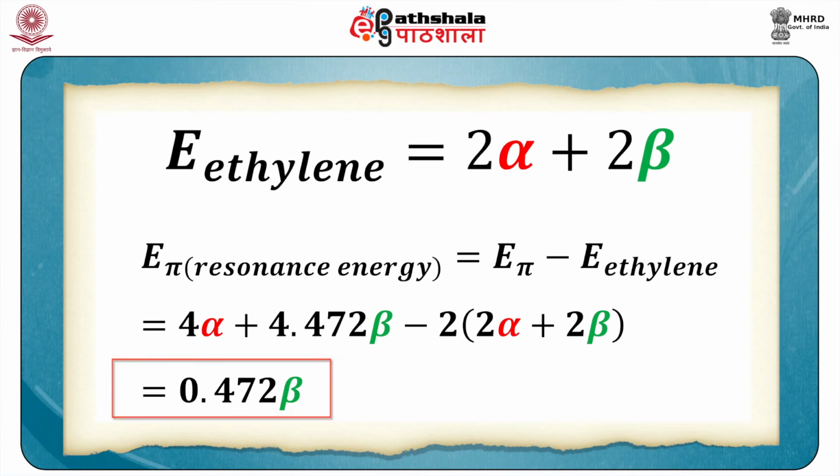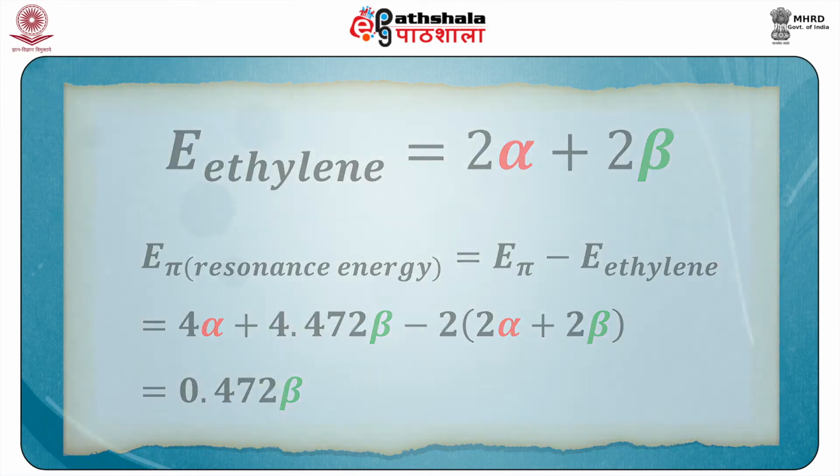0.472 beta. So resonance energy is basically a measure of the stability of a molecule. In this case, we can say that the 1,3-butadiene molecule is more stable than the 2 ethylene molecules by a factor of 0.472 beta. Please note that beta is negative, therefore it will ultimately be a negative factor.